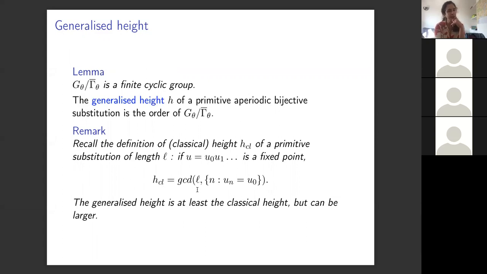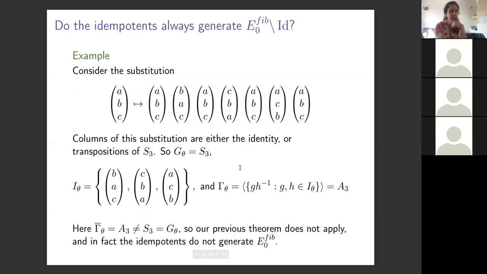It's the greatest common divisor, coprime to L, of all n such that U sub n equals U naught, if I have a fixed point U, all right? So in our case, the generalized height is at least the classical height, but it can be larger. And the example I just showed you a minute ago has trivial height, because you see AA here, right? So it has trivial height, but it has non-trivial generalized height.